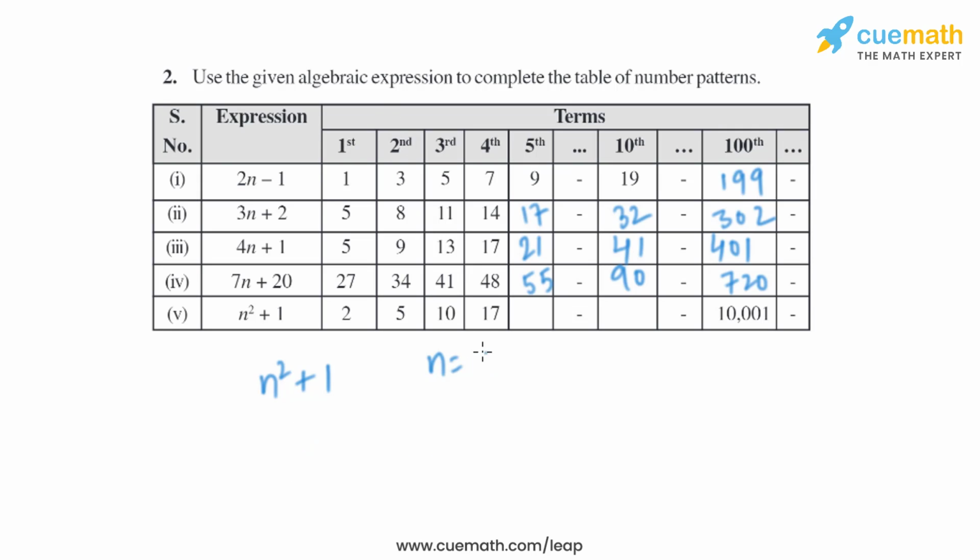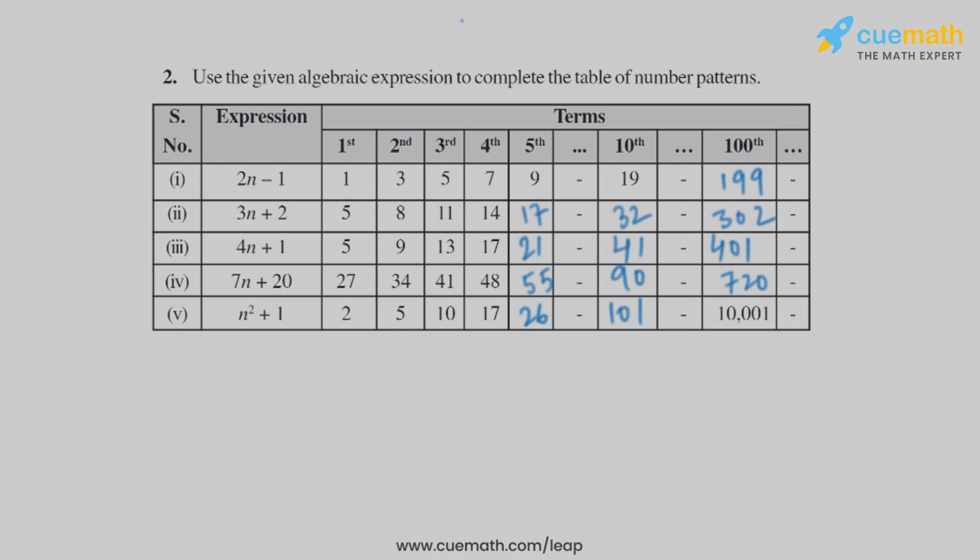Now let's take the value of n as 10. So it will become 10 square plus 1, which is same as 100 plus 1, that equals to 101. So this is how we will do this question.